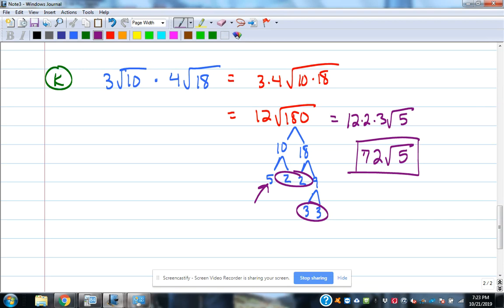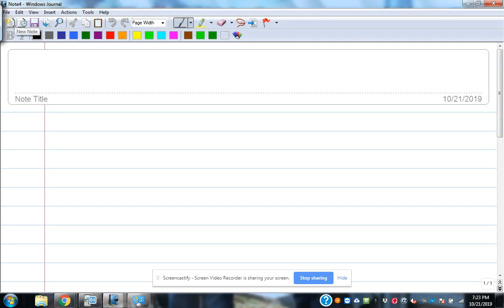Let's talk about complex numbers, and then we're out of here. It's the last thing of the night. This is chapter 1, section 3, complex numbers.